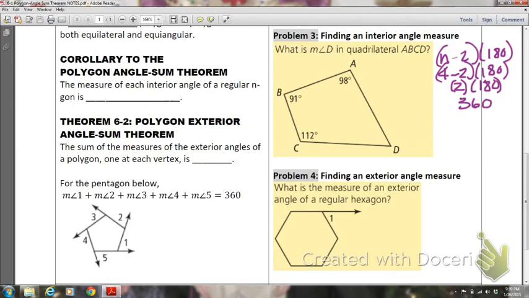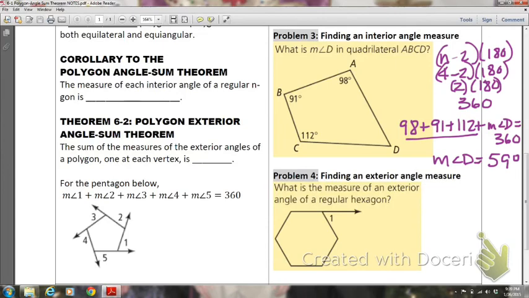So here we have 3 of the measures known. The measure of angle A is 98, B is 91, C is 112, and we want the measure of angle D, and all of those have to add together to be 360. So if you add the 98 plus the 91 plus the 112 together, and then subtract that from 360, then the measure of angle D is going to be 59 degrees.